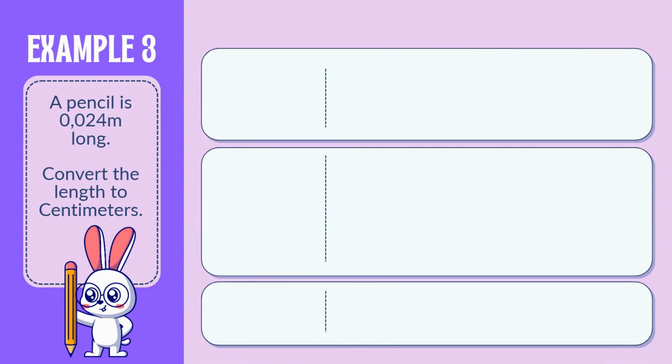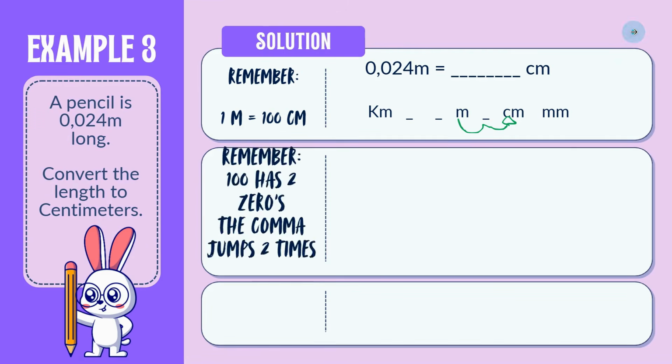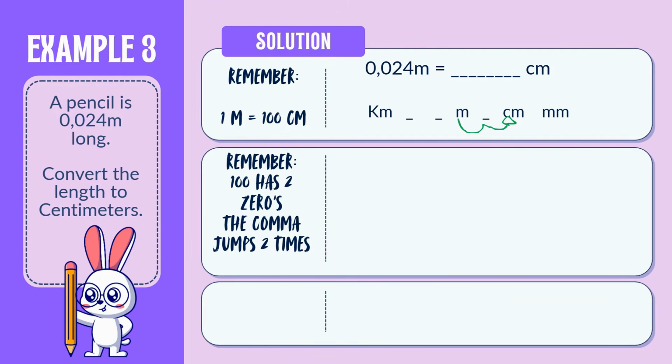A pencil is 0,024 meters long. Convert the length to centimeters. So we write down that it's from meters to centimeters. 1 meter has 100 centimeters. How do I know that? If I write down my unit line and I jump from meter to centimeter, it's 2 jumps. 2 jumps means 100. There's 2 zeros. So your comma has to jump 2 times.